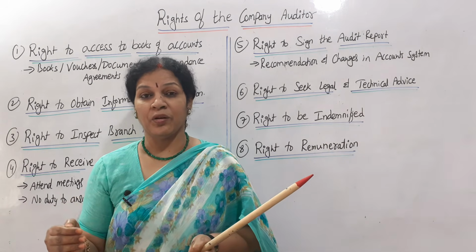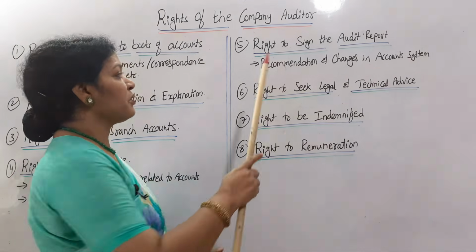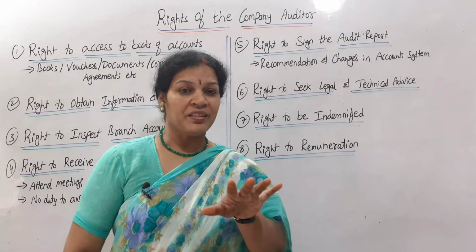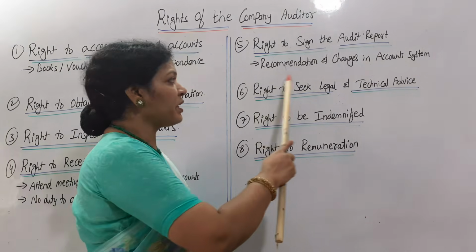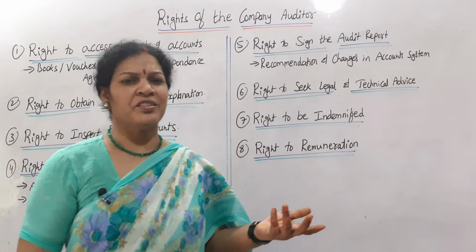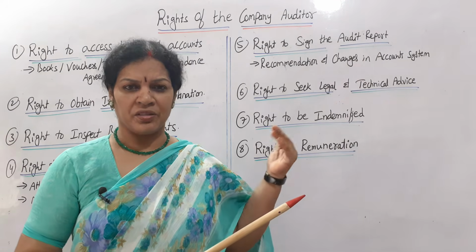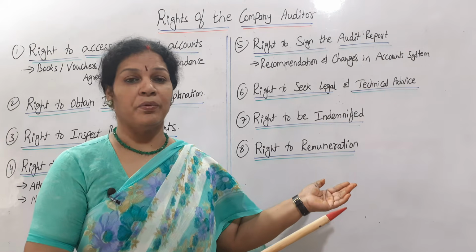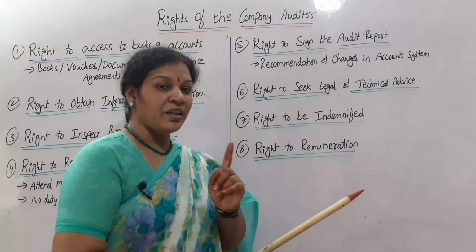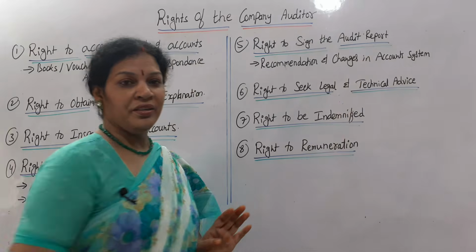While preparing this audit report, he has a right to explain the recommendations. When he writes the audit report, he can give some recommendations or any kind of changes in the account system. When he finds dissatisfaction, that something is not up to the mark, whatever changes he wants, he can express in the audit report, and also any recommendations he can make in the audit report. So that is why the right to sign on the audit report is one of the important rights.